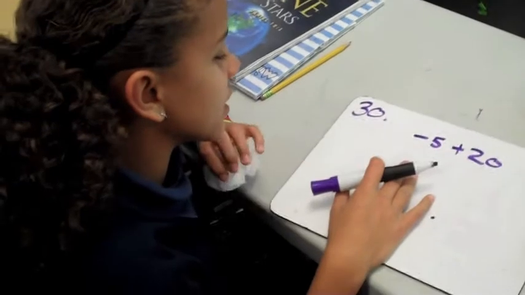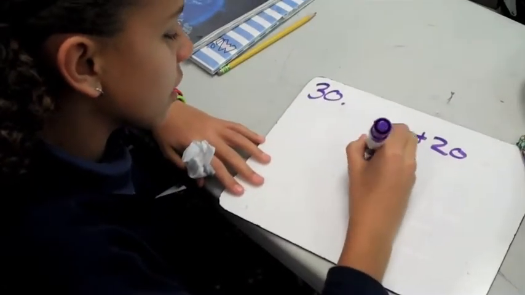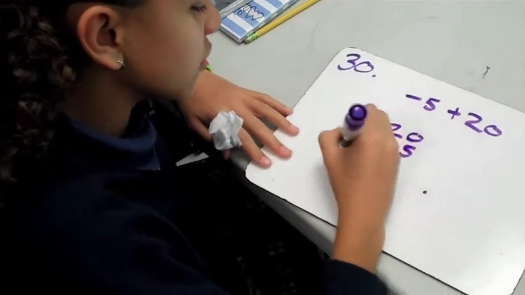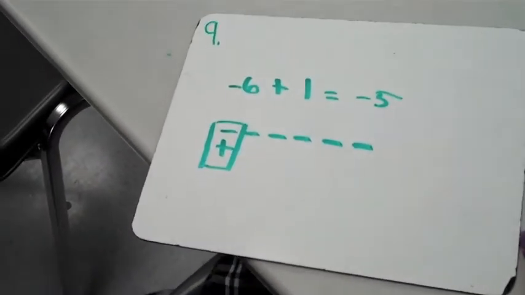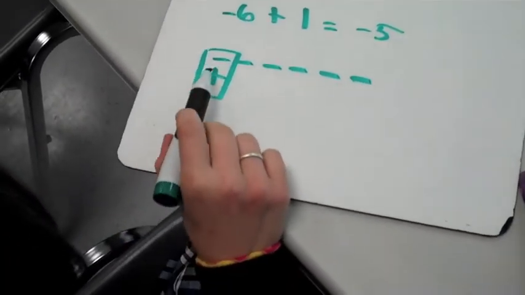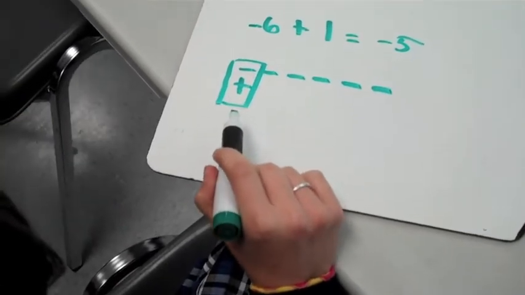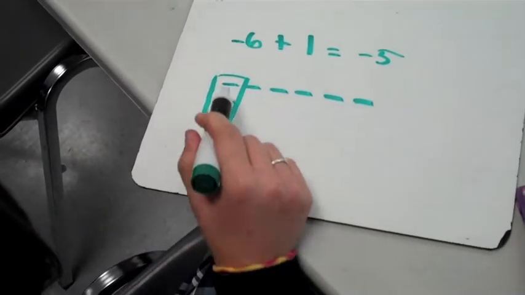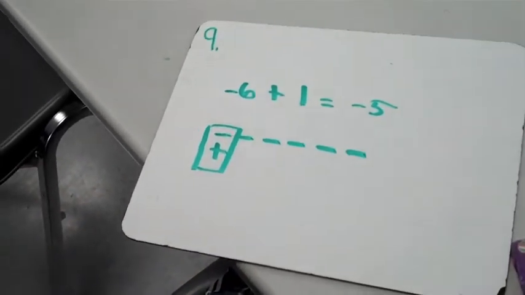Okay, so I'm doing -5 plus 20, and what you do is 20 minus 5, which is 15, and that's your answer. The problem is -6 plus 1, and so you draw 6 negatives and 1 positive, and then you take this pair away, and then -5 is left.